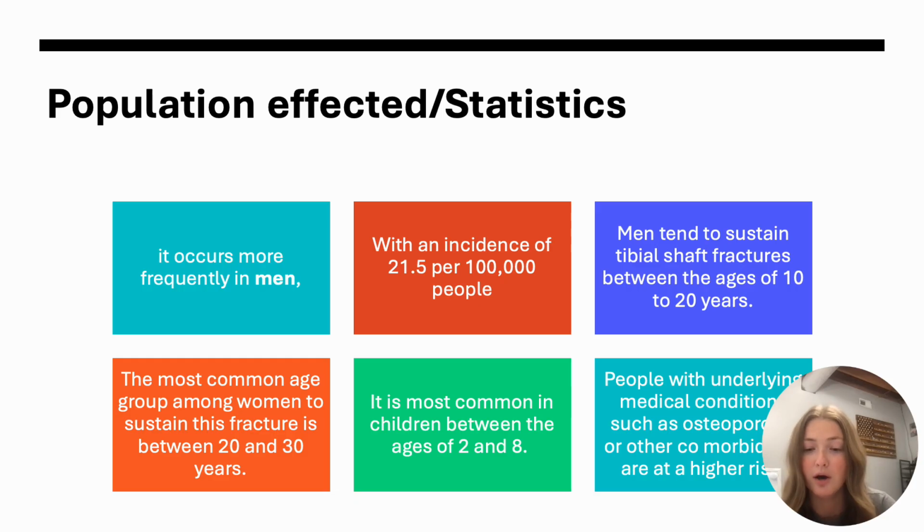And it's most common in children between the ages of 2 and 8. People with comorbidities and underlying medical conditions such as osteoporosis are at higher risk to have a break.